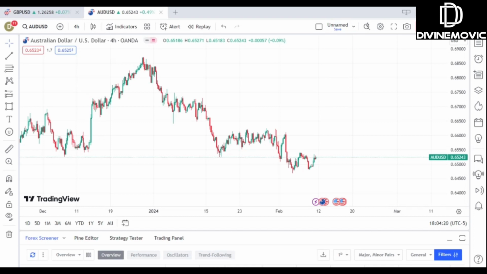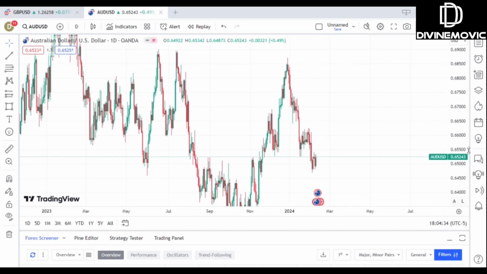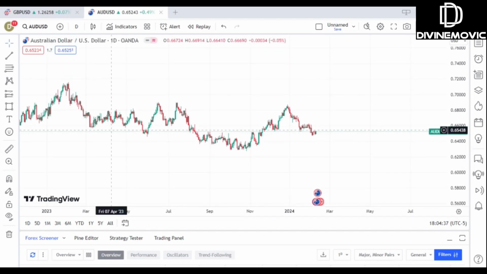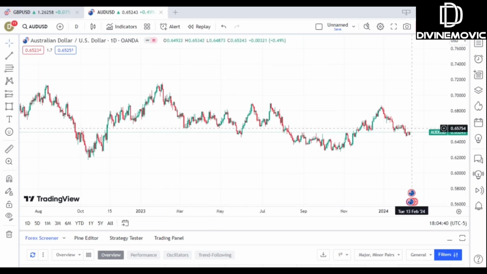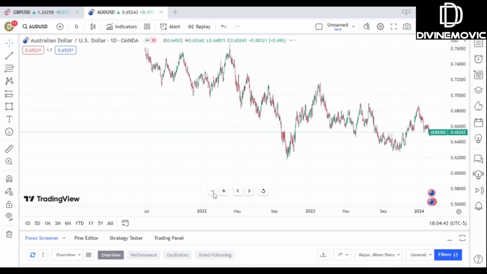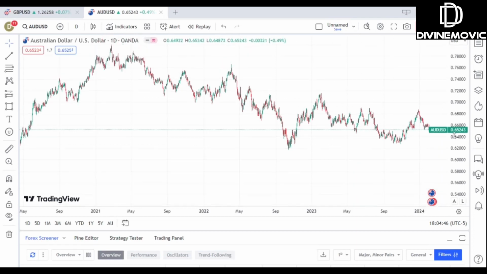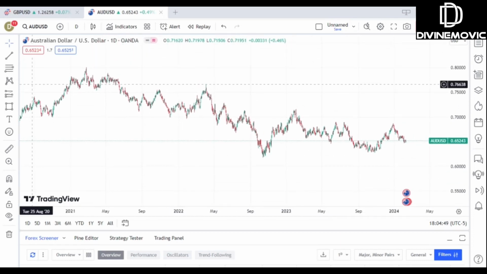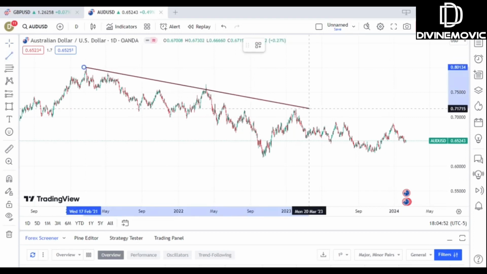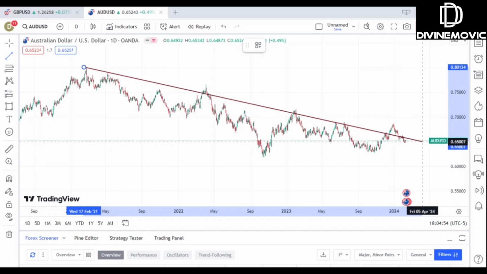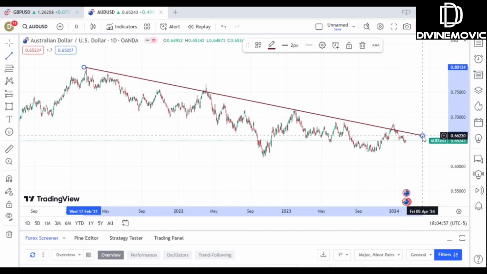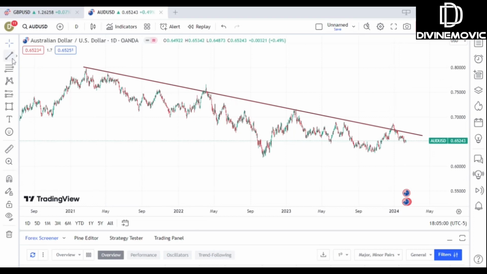So we're going to go to the daily time frame, understand the direction of the market, and as well mark out the key levels on the daily time frame. So let me go to the daily time frame and let's see what's going on there. Now on the daily time frame, we want to identify the direction of the market. Is price in an uptrend or is price in a downtrend? Now, if I use my trend line, I can clearly see that price is in a downtrend, and that is the resistance.